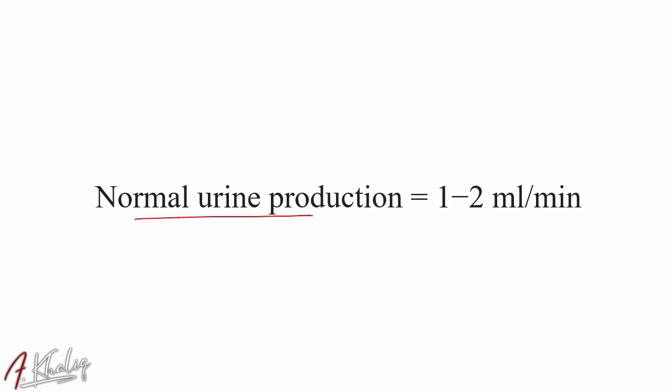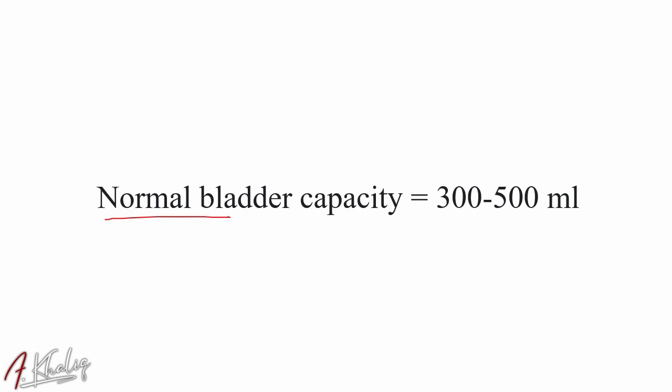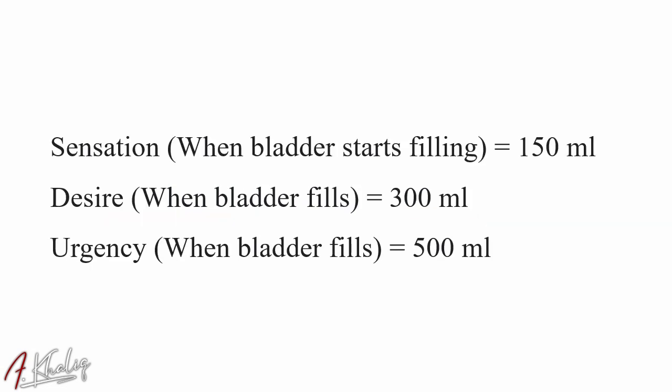Normal urine production rate is 1 to 2 milliliters per minute, and the normal bladder capacity is 300 to 500 milliliters. Now, when the bladder is filled with 150 milliliters of urine, you're going to experience some sensations. When the bladder is filled with 300 milliliters of urine, you'll have a strong desire for micturition. And when the bladder is filled with 500 milliliters of urine, you'll have urgency.